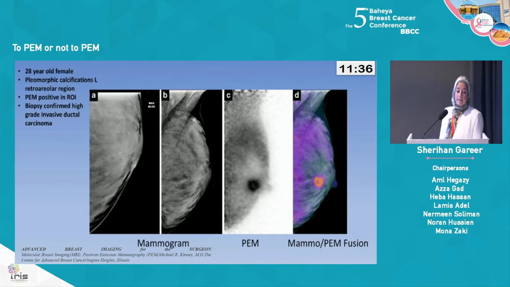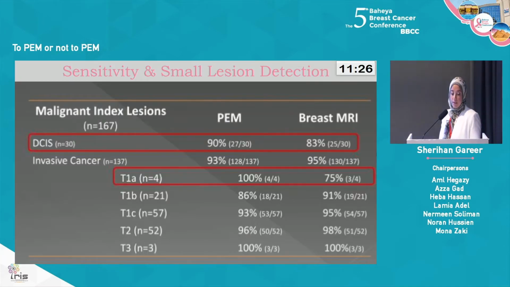This case shows pleomorphic calcifications in the retroareolar regions. PEM was positive in the region of interest, and the biopsy was high-grade invasive ductal carcinoma as well. In terms of sensitivity and small lesion detection, when compared with MRI, it had a higher sensitivity in cases of DCIS and in T1a stages.